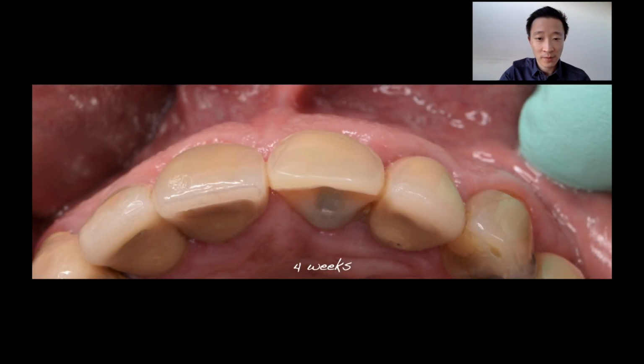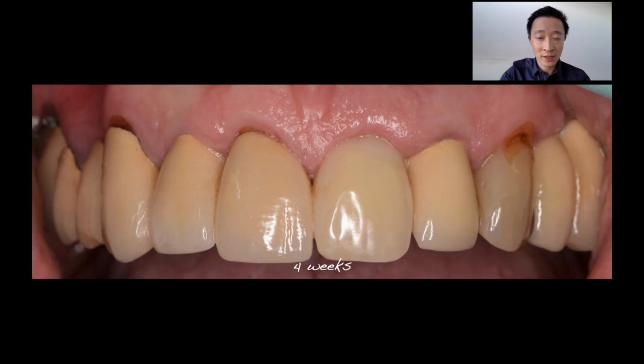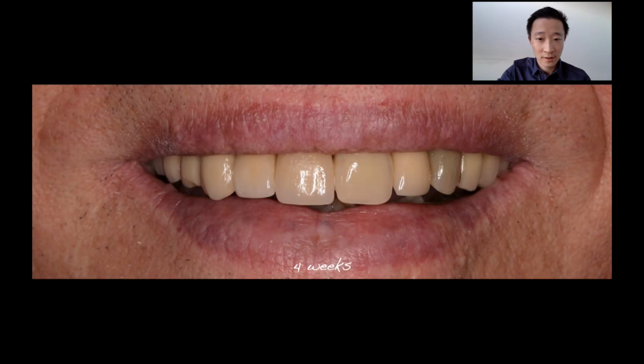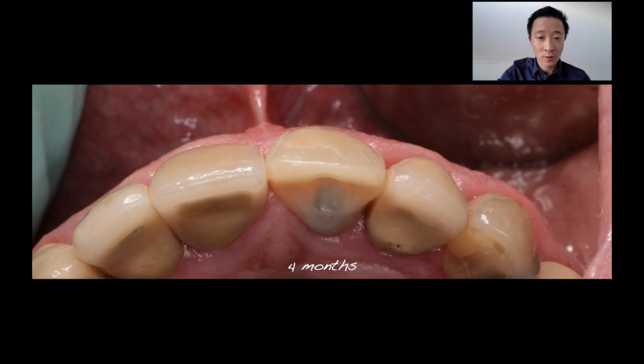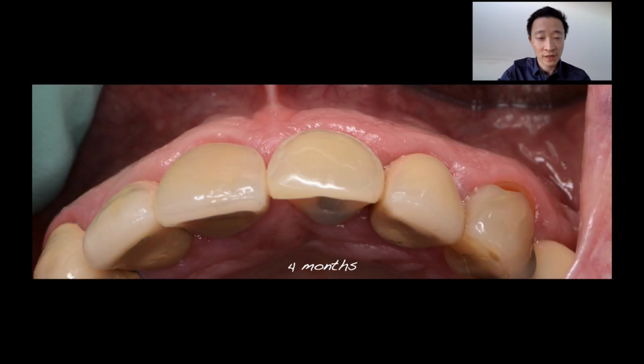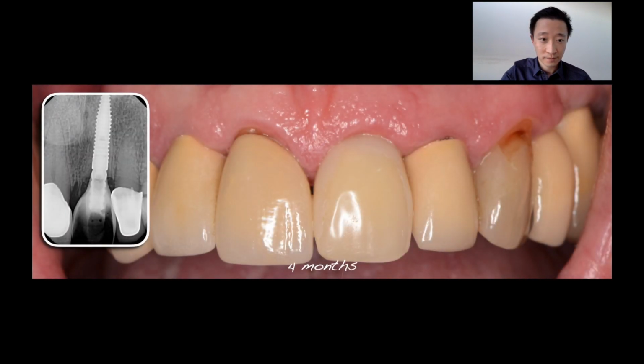As we follow him up a bit more, at 4 weeks, we can see a little bit more maturation of the tissue. You can see it's holding a very nice shape. And at 4 months, several months later, we can see that the area has healed very well. As I mentioned before, this contour is important to keep. So you can see even at 4 months that we have not lost any of the volume. That's a PA taken at 4 months as well to verify that the implant has not had any complications radiographically from the healing standpoint.